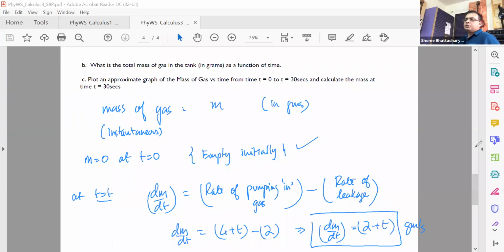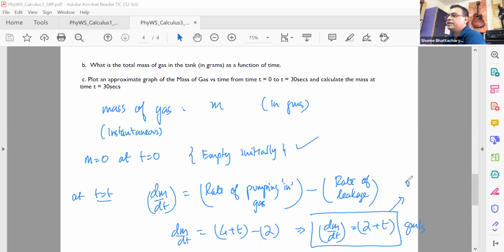It's like the person who's pumping in is constantly increasing the rate of pumping. At t equal to 0, it was 4 grams per second. By the time you come to t equal to 1 second, it's become 5 grams per second. By t equal to 10 seconds, it has become 14 grams per second, like that. Whereas the leakage is happening at a constant rate of 2 grams per second. So the net rate of change of mass is given by this function. So that is the answer to the A part.